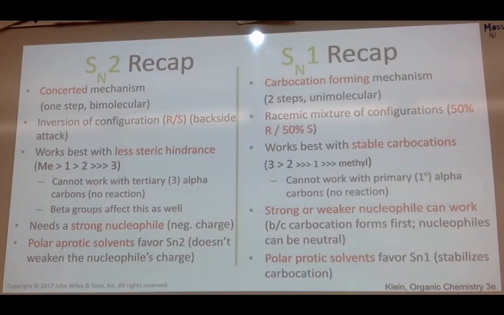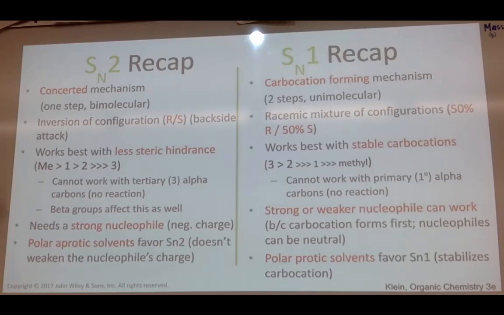SN2 happens all at once. So it's a bimolecular process, bimolecular rate determining step. And so it's going to happen all at once. With SN2, we have to keep in mind stereochemistry. So SN2, because it happens all at once, your stereochemistry is going to change. You're going to invert the stereochemistry. If it started as a wedge, then you're going to add as a dash.